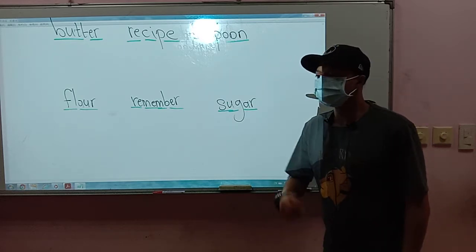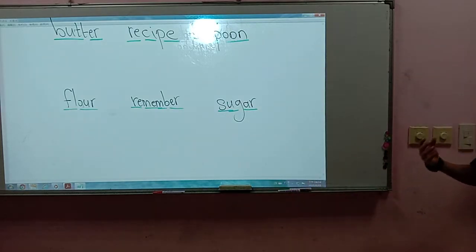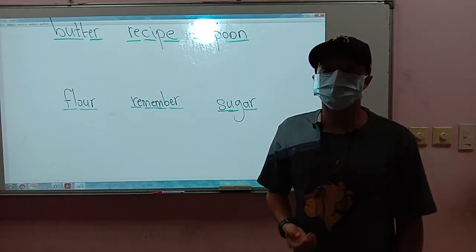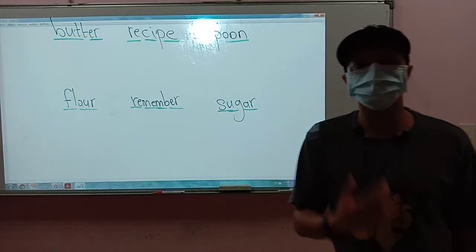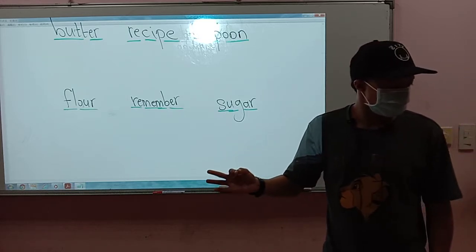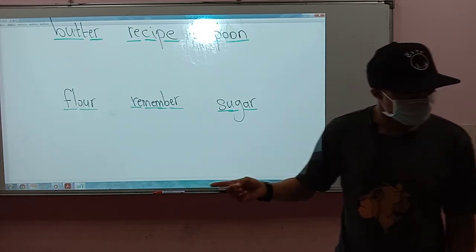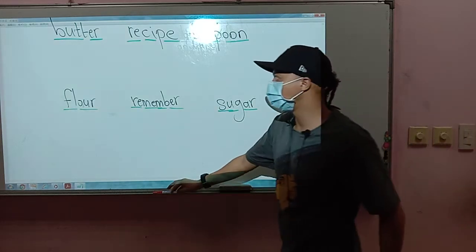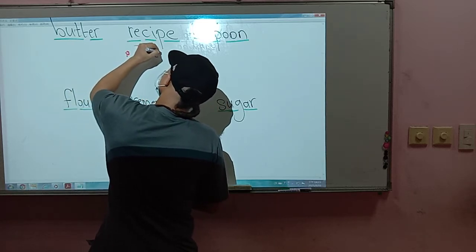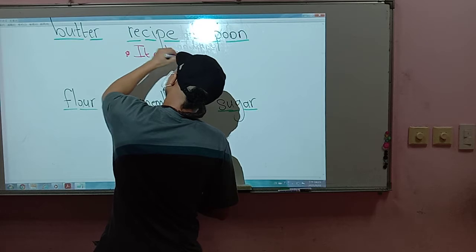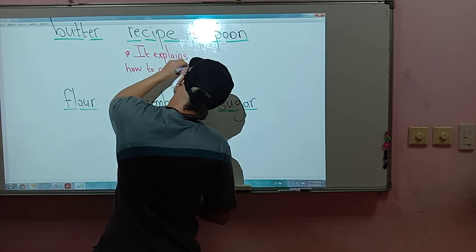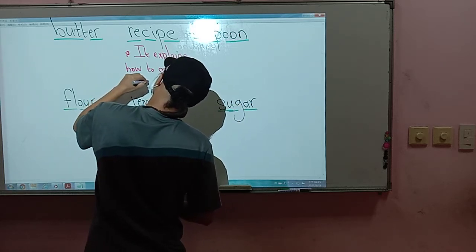Okay, this word means that it will explain to me how to do something. It will explain to me how to do or how to make something. 5 seconds. All right, the answer over there is recipe. All right, so it explains how to cook or bake something.